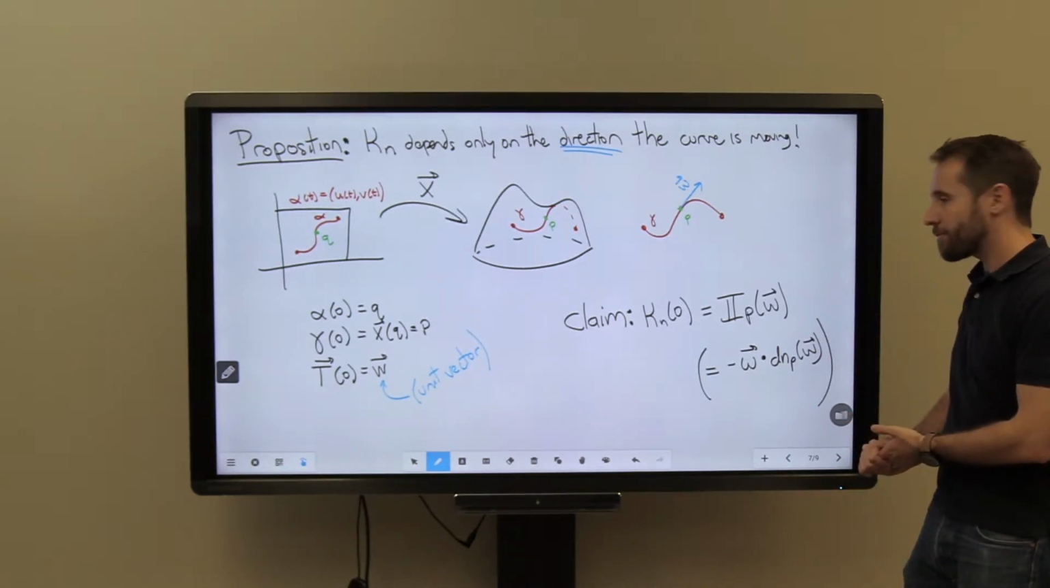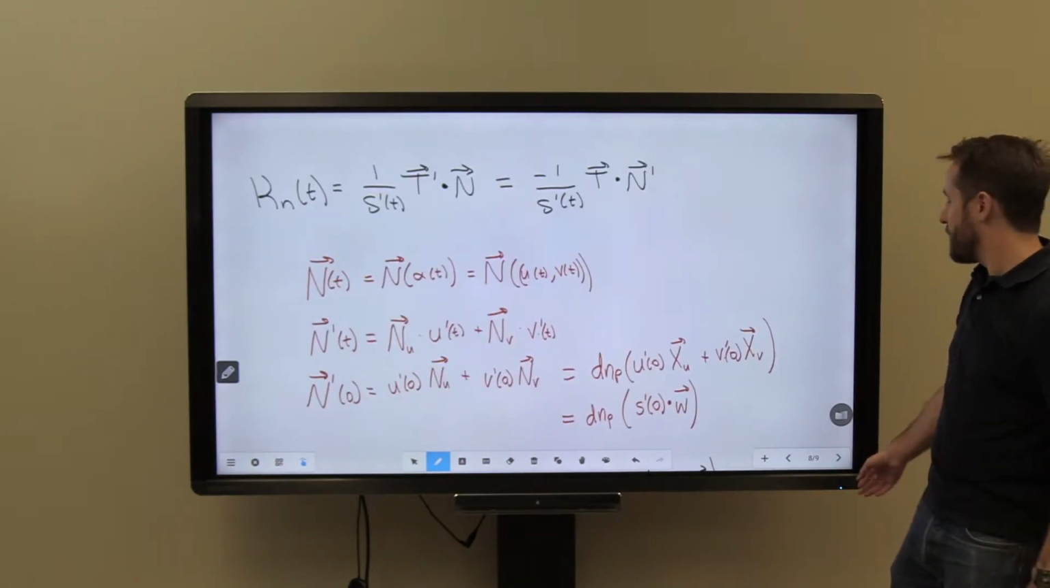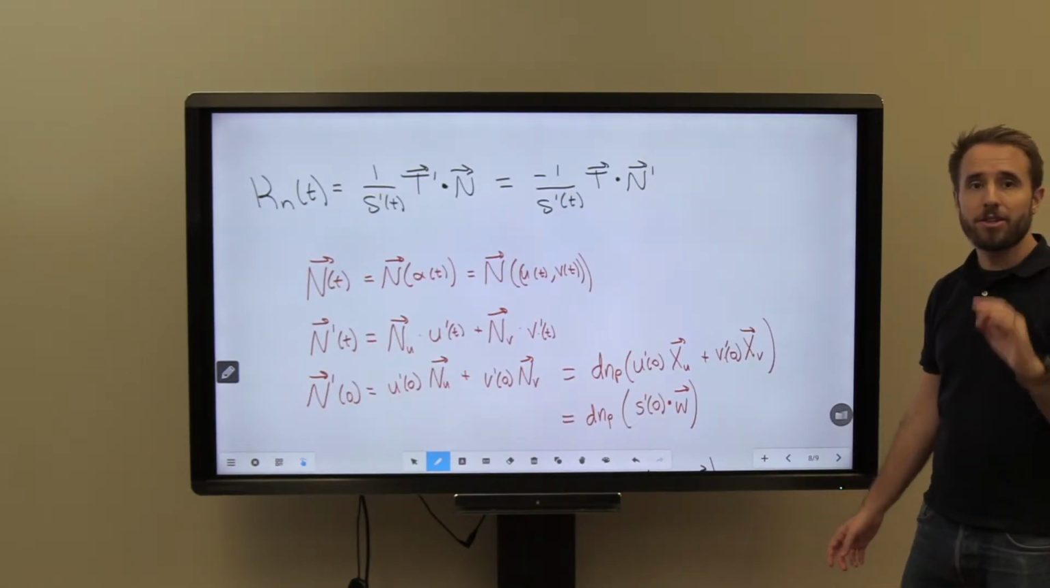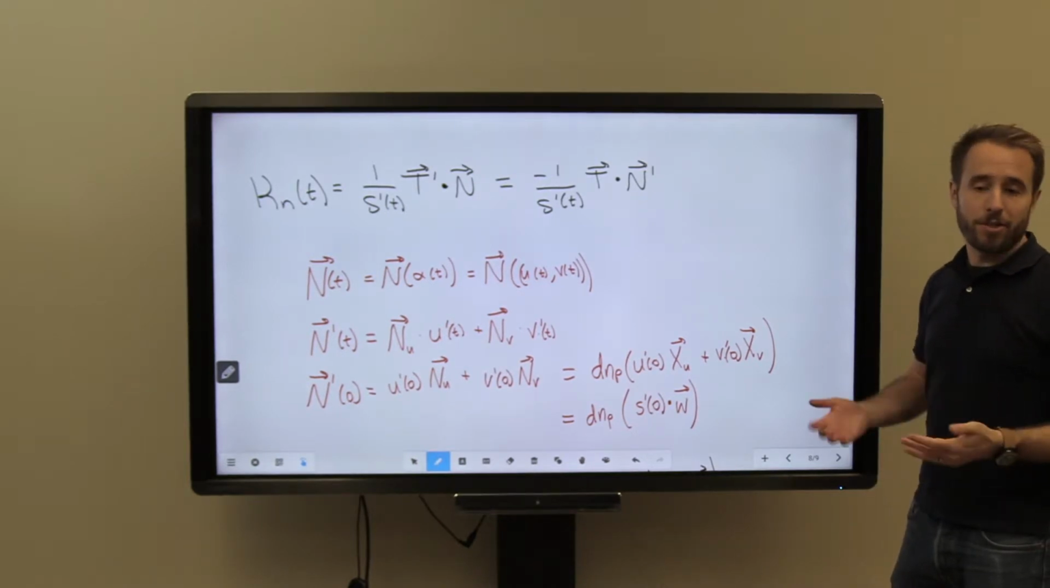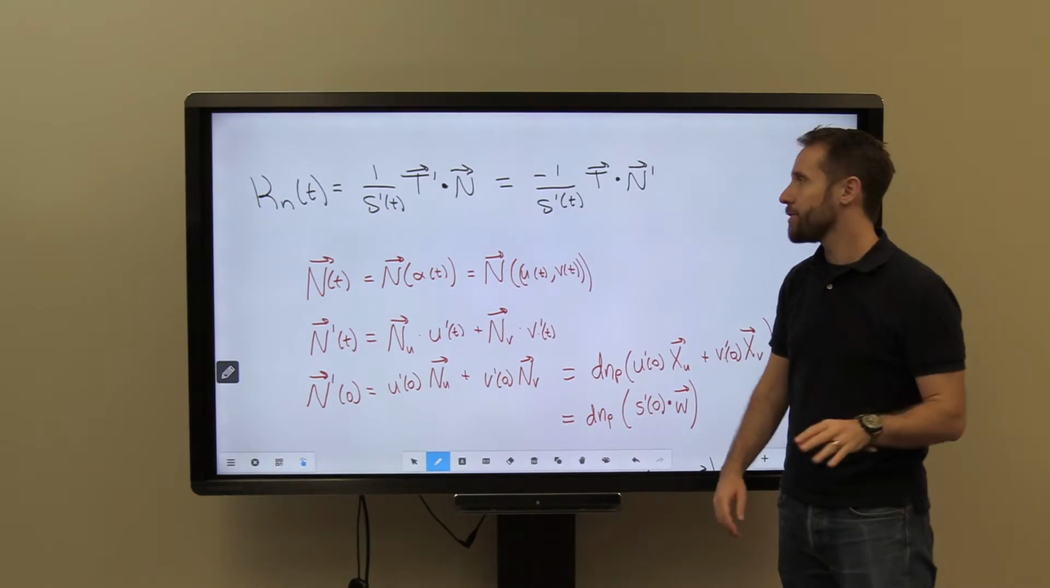So that will make it much easier to compute normal curvature and will make it more invariant of the surface itself. Now, how are we going to prove such a thing? Right? Well, we're going to start with our definition of normal curvature, and then we're just going to try to compute as much as we can in sort of a follow your nose approach, right?